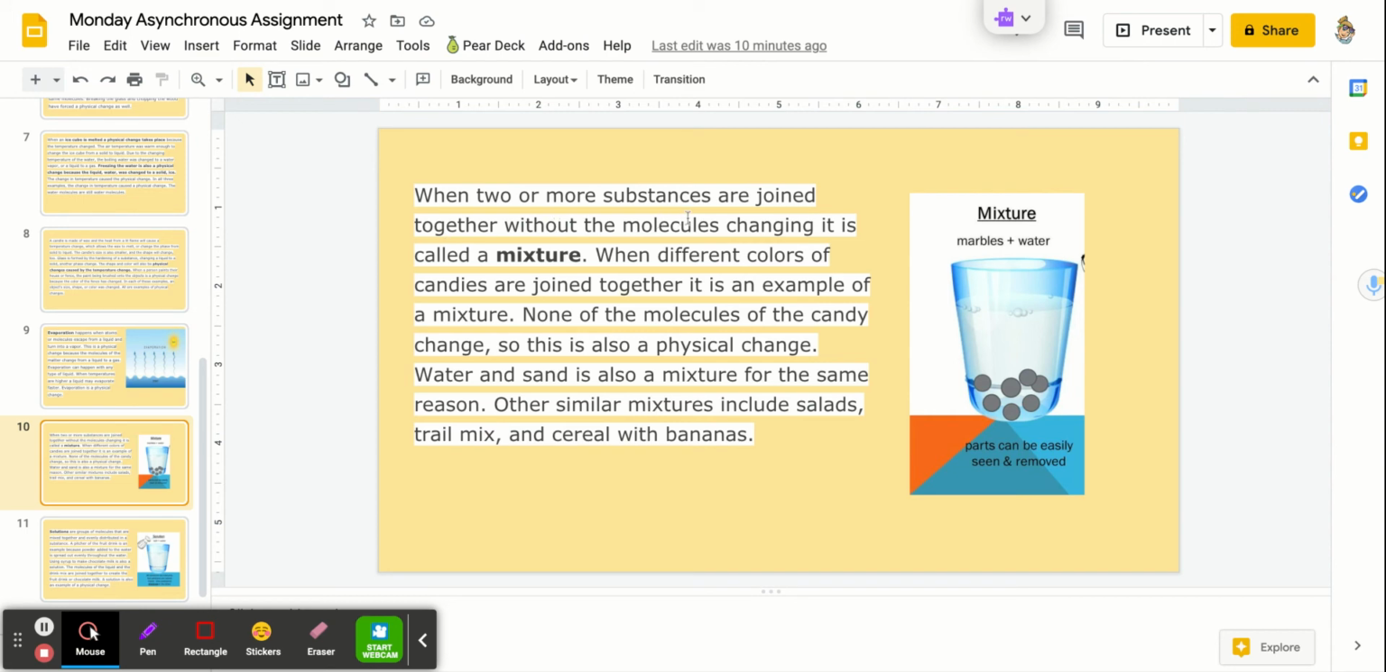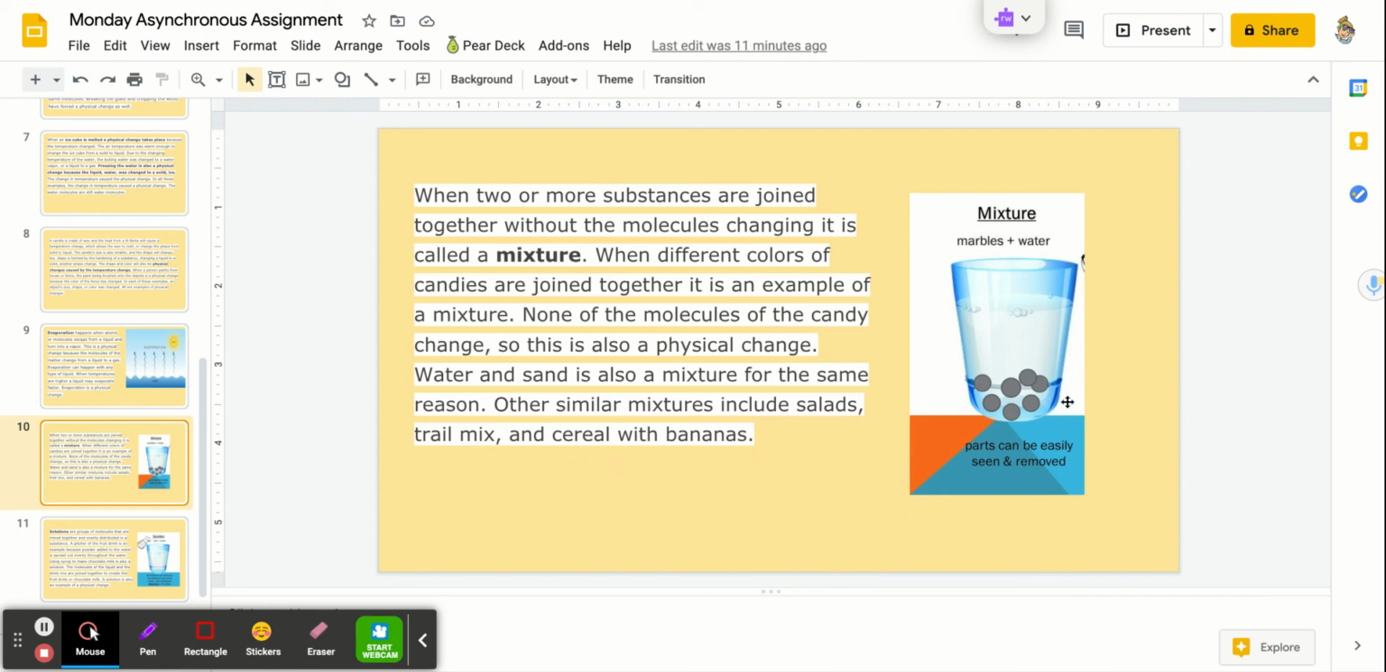When two or more substances are joined together without the molecules changing, it is called a mixture. When different colors of candies are joined together, it is an example of a mixture. None of the molecules of the candy change, so this is also a physical change. Water and sand is also a mixture for the same reason. Other similar mixtures include salads, trail mix, and cereal with bananas.